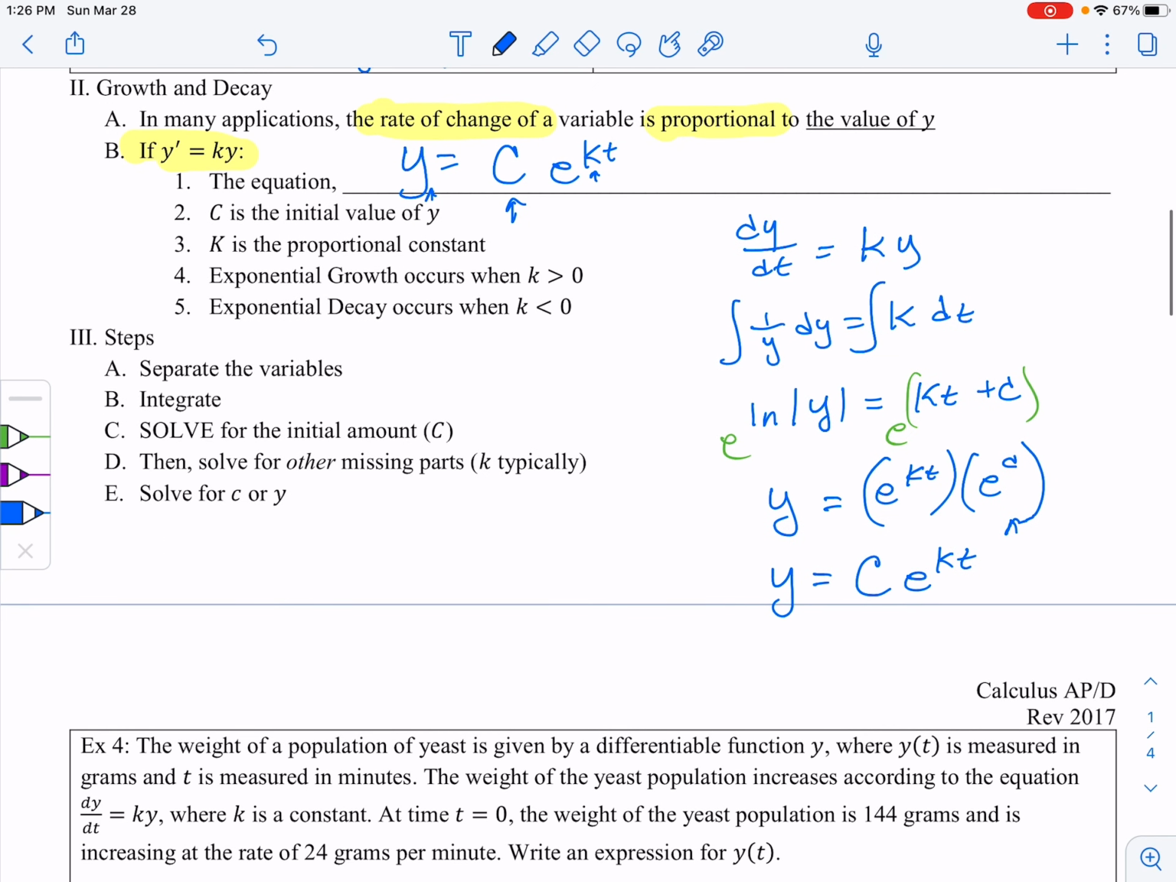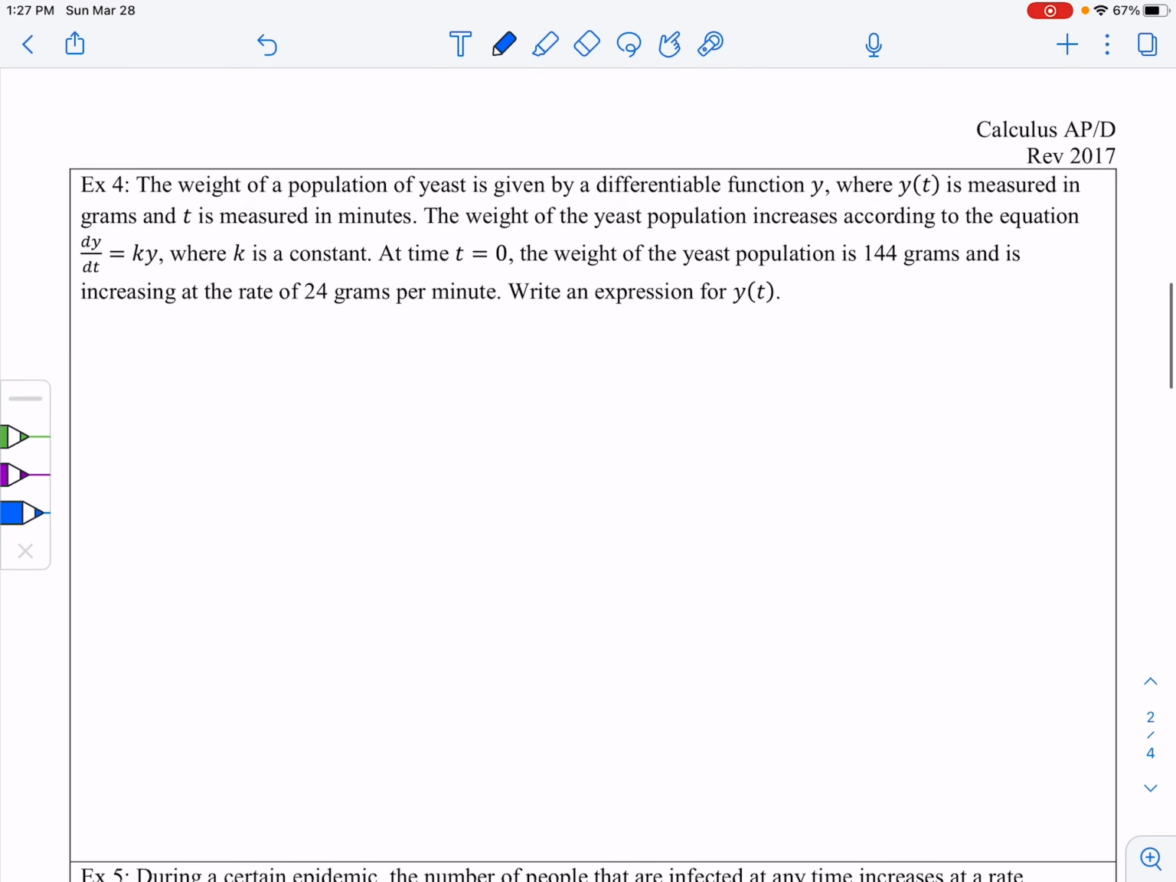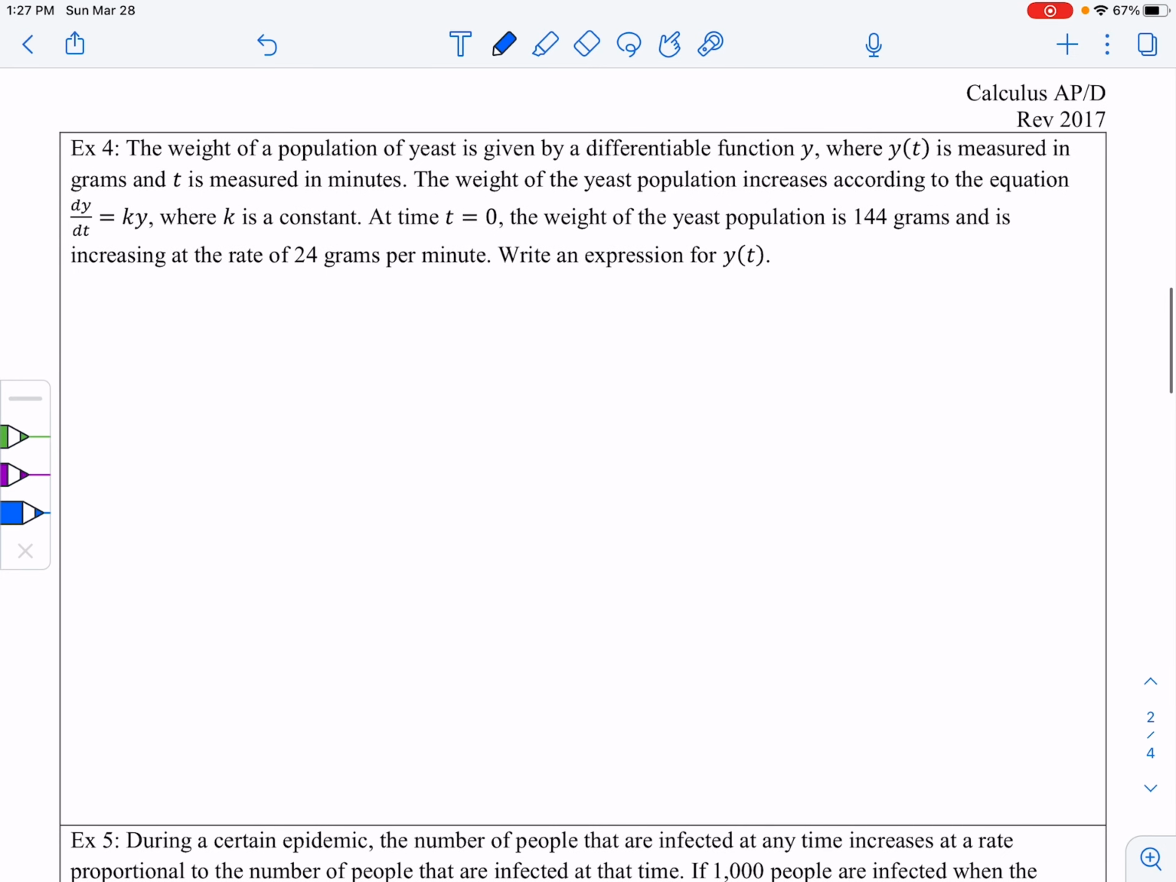Okay, so you're going to separate your variables, integrate, solve for the initial amount, then solve for the other missing parts. So here's our problem. The weight of a population of yeast is given by a differential equation. y of t is measured in grams, t is measured in minutes. The weight of the yeast population increases according to this equation, where k is a constant. So that's proportional. At time t, the weight of the yeast is 144 grams. It is increasing at a rate of 24 grams per minute. Write an expression for y of t.